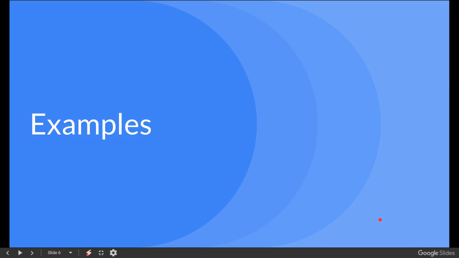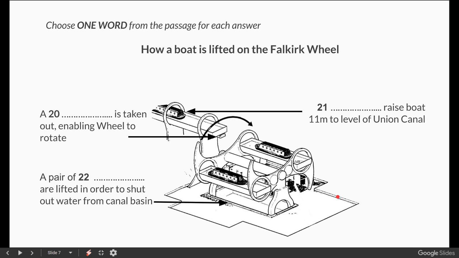Now, I'd like to show you some examples, and for this example, I'd like to show you this question set. Here, I've only selected 3 questions. There were more questions associated with this diagram, but just to show you how it works, I've chosen to talk about these 3 questions. So we're going to start off by first looking at the diagram and reading what the diagram is about. This title is helpful. It says, how a boat is lifted on the Falkirk wheel. Alright, so that's some kind of a technical description. We don't need to know what that is. The article will tell us that.